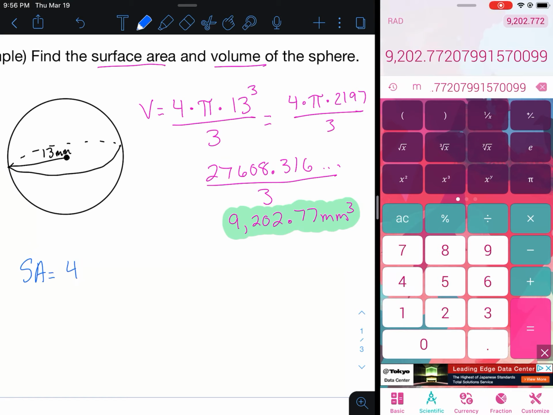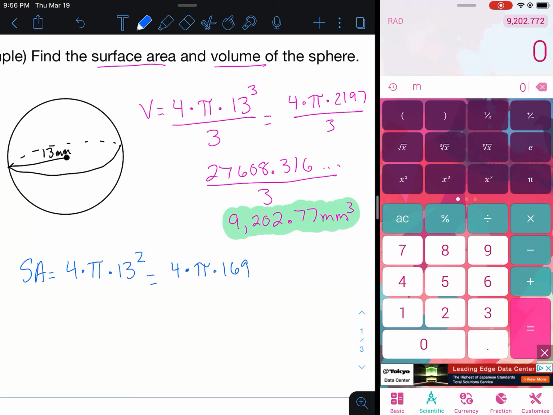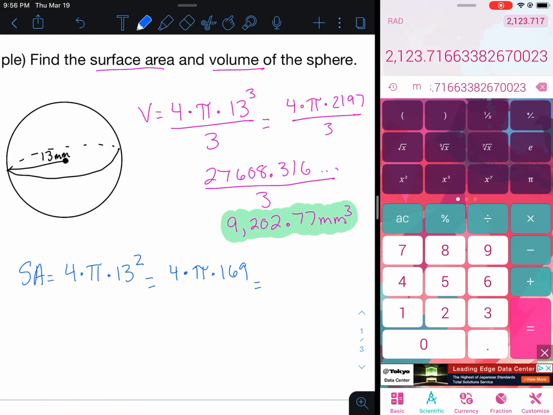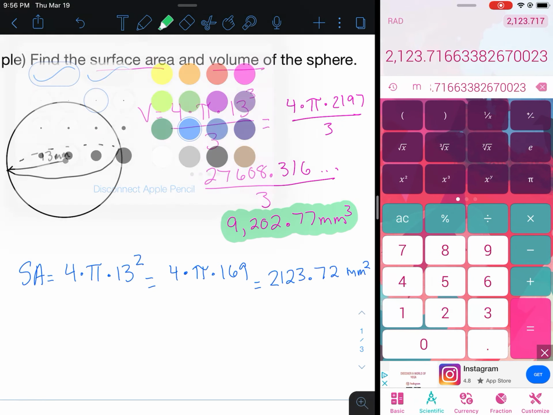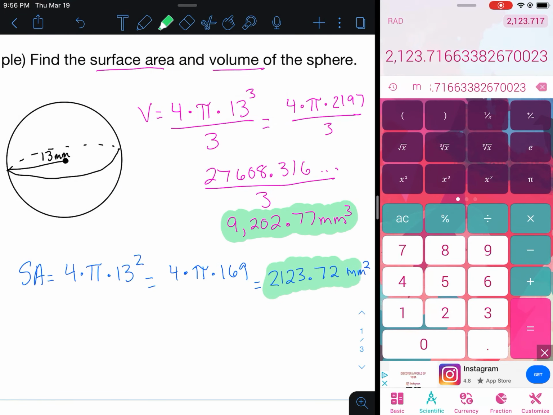So surface area is 4 times your pi times your radius squared. So 13 squared. So I know that 13 squared is going to be 169. So then I'm just going to punch in my calculator 4 times pi times 169. And I end up getting 2,123.72. I want you rounding to the second decimal place. And since we are talking about surface area, we are going to leave the label as millimeters squared, because surface area is how much is on the outside, kind of like perimeter.